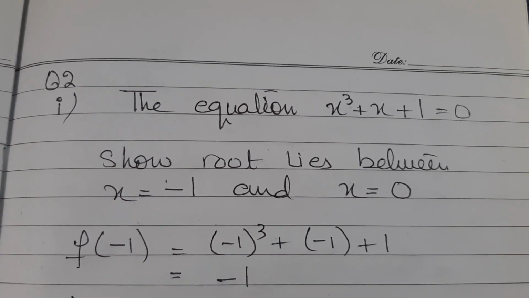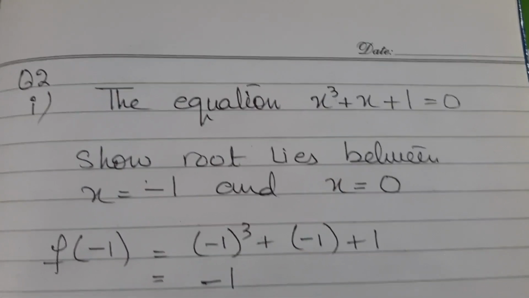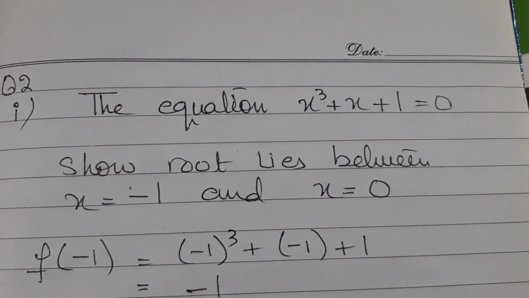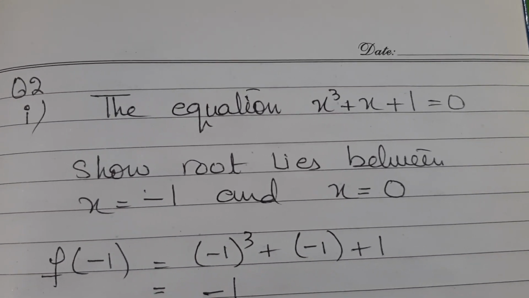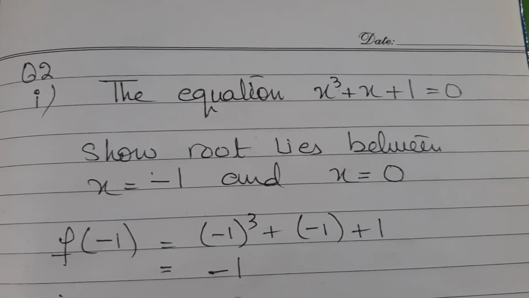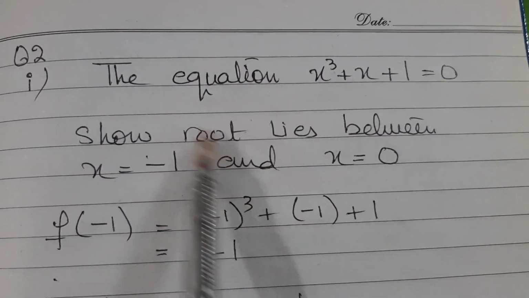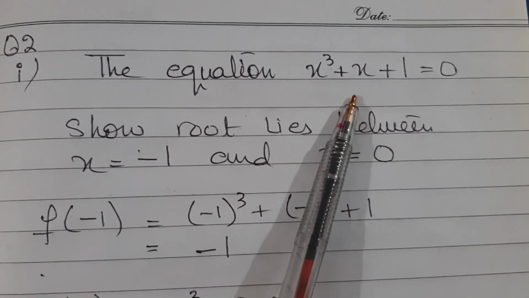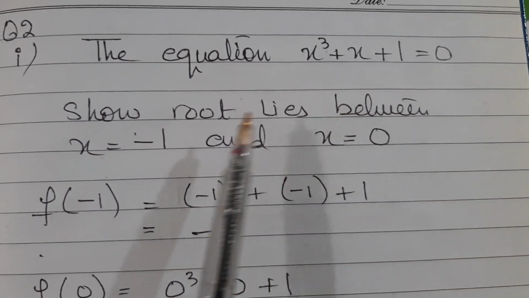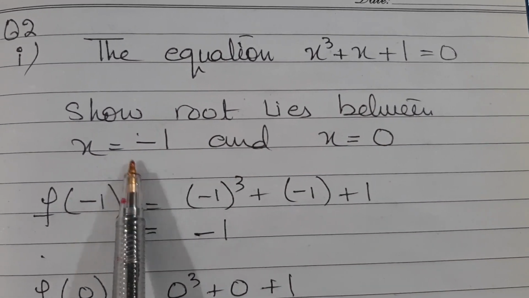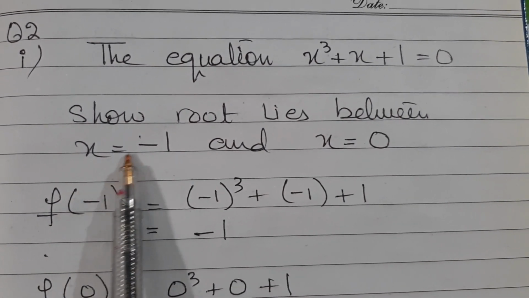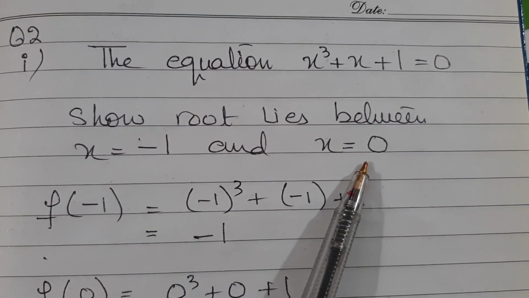So let's see question number 2. Now I will go a little fast because I have explained the basic concept: how do we apply and use the calculator? Okay, so now just 2 more examples. This is the question. The first part of the question is saying show that the root lies between x equals -1 and x equals 0.